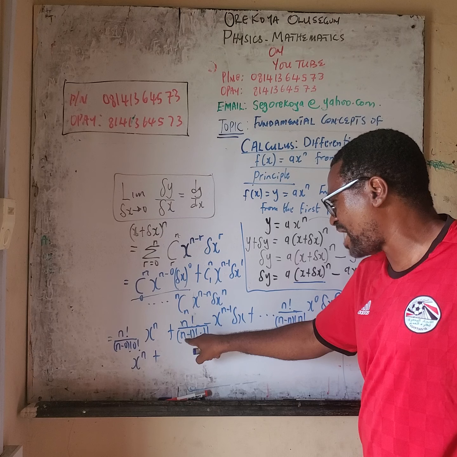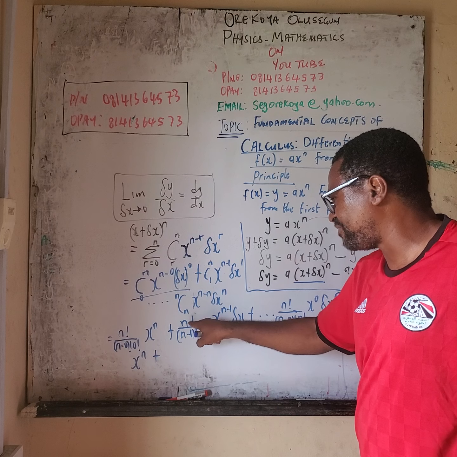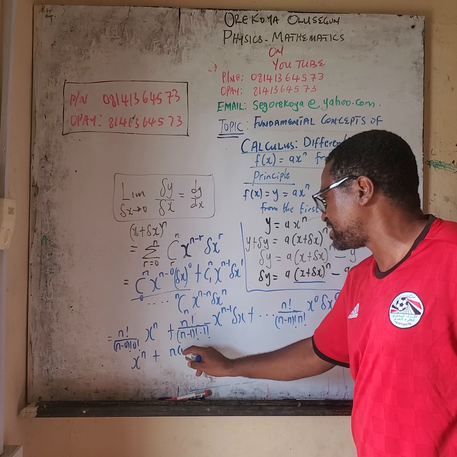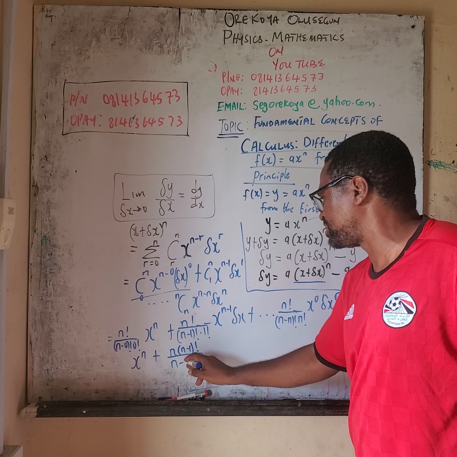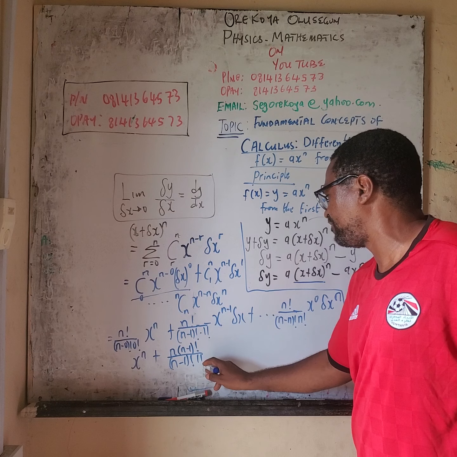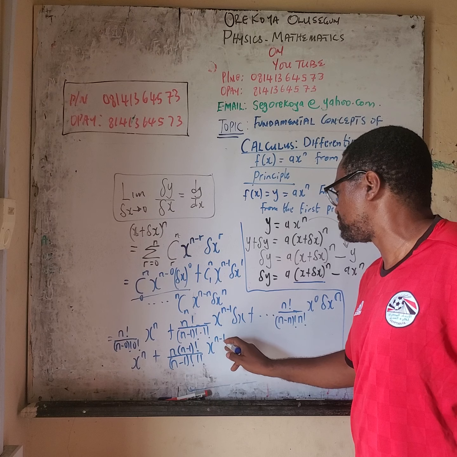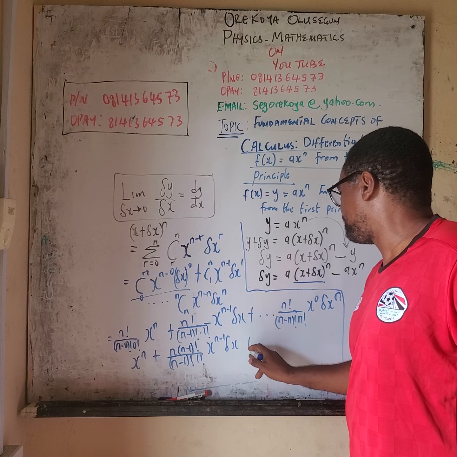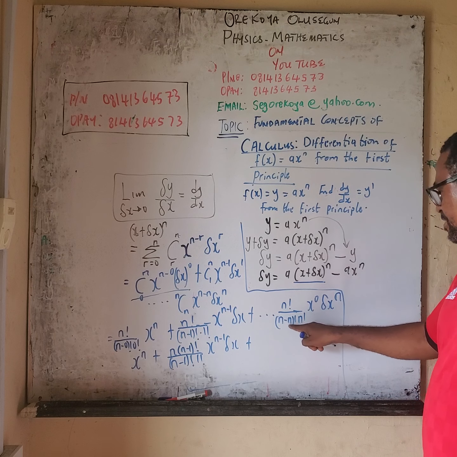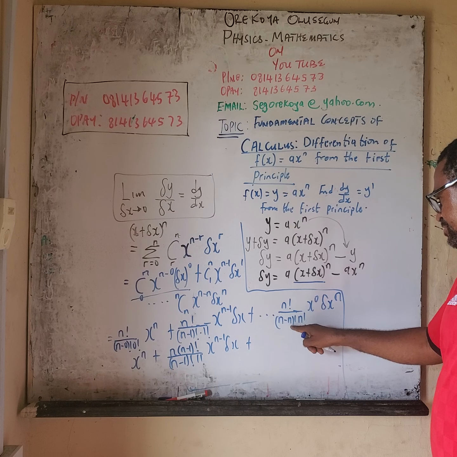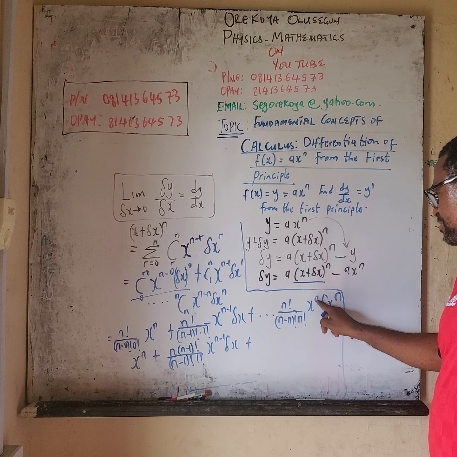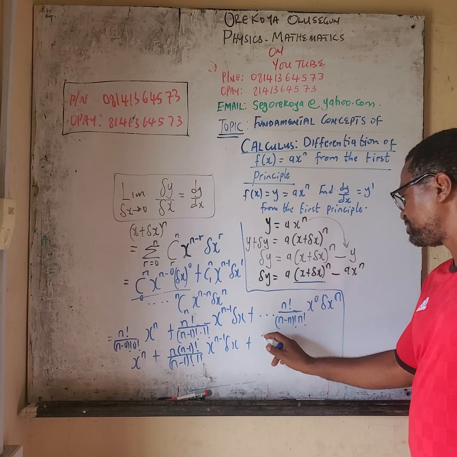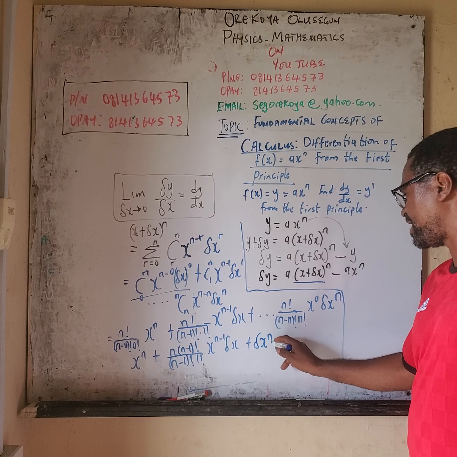I can rewrite it so that I can be able to cancel this one that is here. So this n factorial, I can rewrite it as n times n minus 1 factorial, then divided by n minus 1 factorial 1 factorial times x raised to power n minus 1 delta x, then plus here n minus n factorial is 0 factorial. So 0 factorial is 1. So I'm having 1 times n factorial. Cancel this n factorial. The whole of this place will become 1. Then anything raised to power 0 is also 1. So I'm left with a delta x raised to power n.